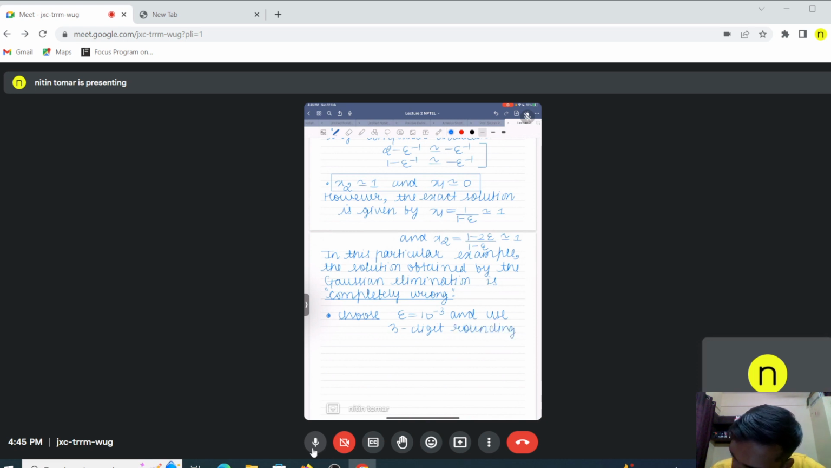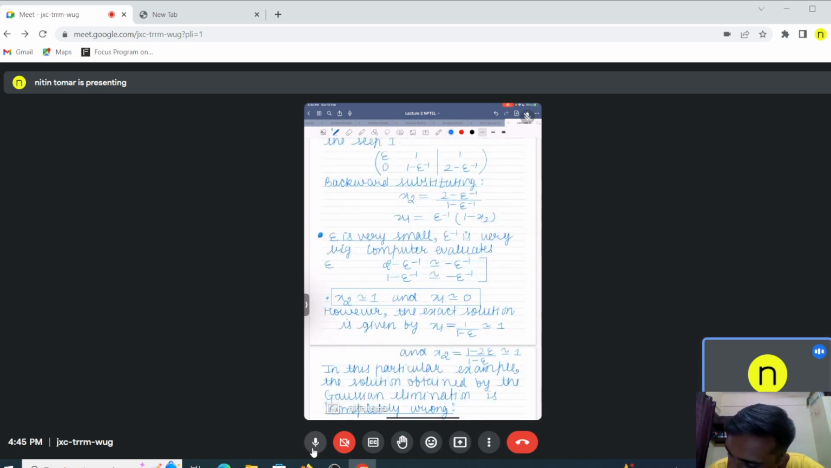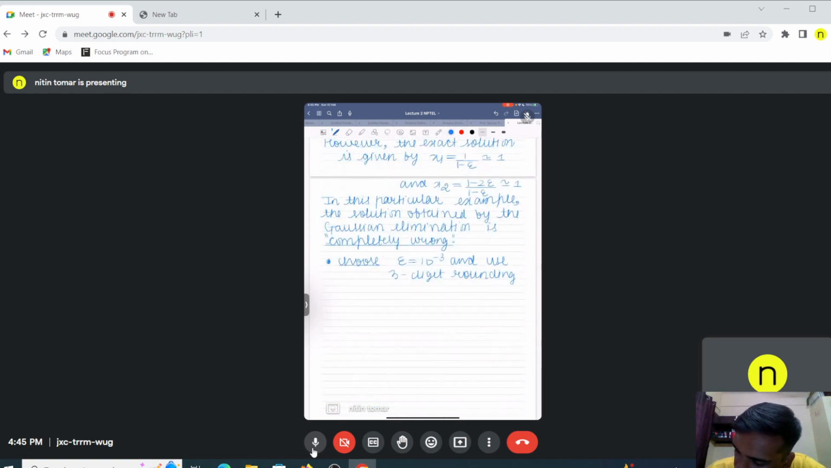In your free time, just put epsilon equal to 10 power minus 3 here and do 3 digit rounding, and you will see why this is wrong. We get 0. That was pure logic, but concretely you just take this epsilon and work with it, and this will give you a better feeling of what I just said.